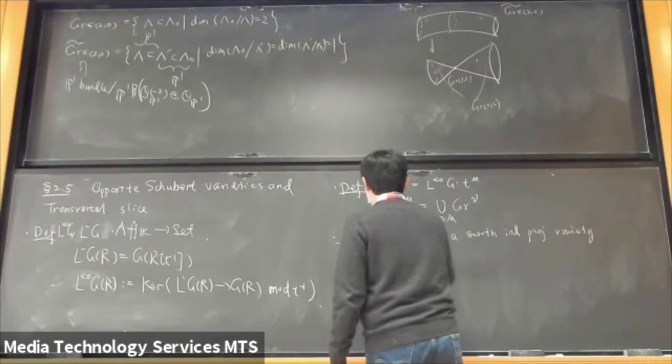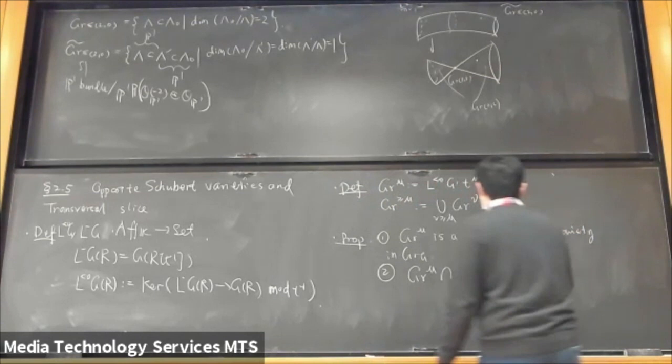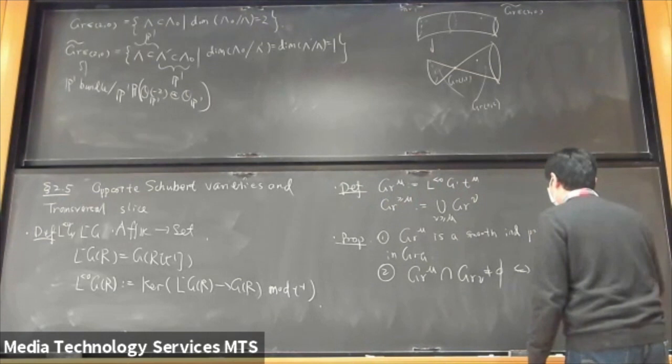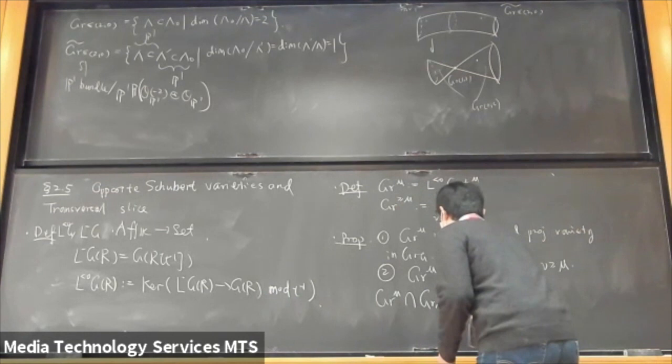Secondly, Gr upper mu intersect Gr lower nu is non-empty if and only if mu is greater than or equal to nu. And in particular, Gr upper mu intersects Gr lower mu, this is isomorphic to G quotient P of mu. So this P of mu is a parabolic subgroup associated to mu.